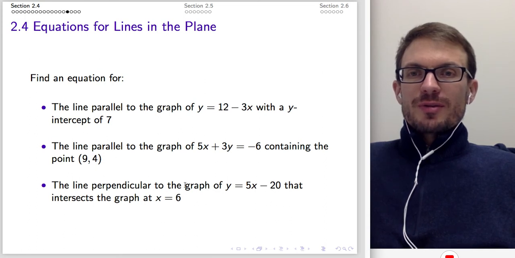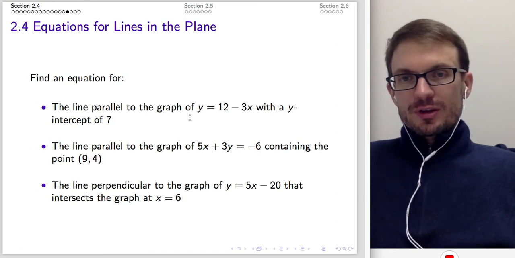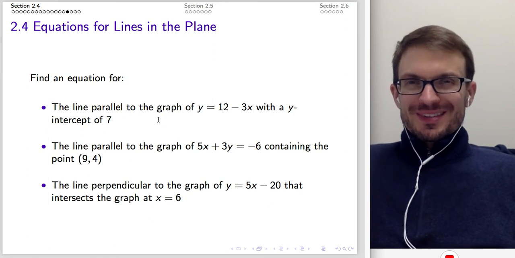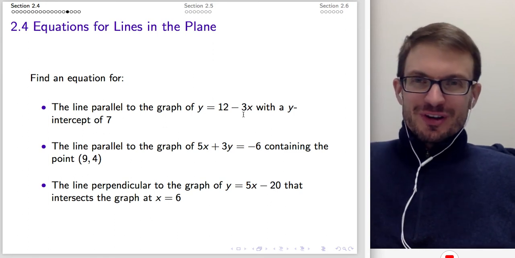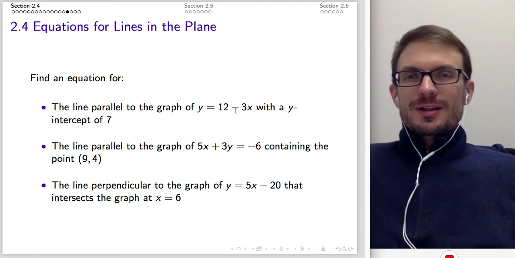And then the line perpendicular to the graph of y equals 5x minus 20 that intersects the graph at x equals 6. Okay, well, let's pause the video. Now returning, let's think through these. Well, the line parallel to the graph of y equals 12 minus 3x with a y-intercept of 7.